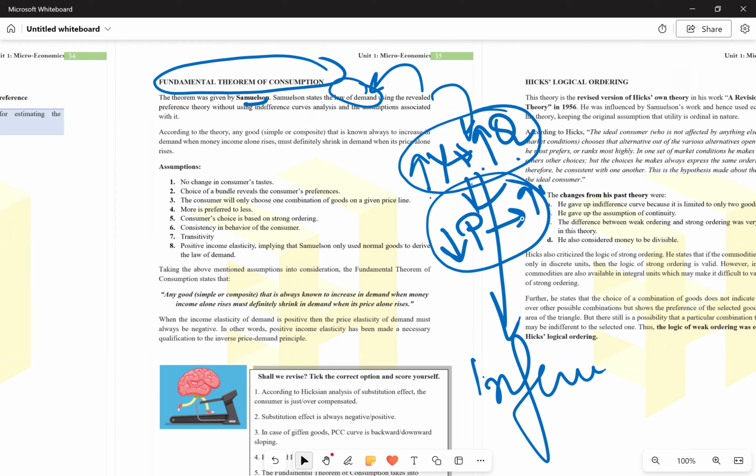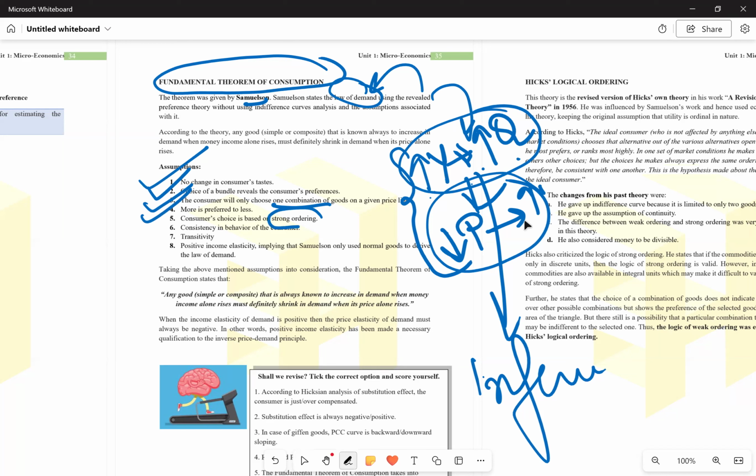So this is the crux of this theory, in the sense that both these conditions need to be satisfied. Okay. So assumptions are that, again, no change in consumer's taste, and also the choice of a bundle reveals the consumer's preference, more or less the same assumptions of your revealed preference theory. So the consumer will choose only one combination of goods at a given price. More is preferred to less.